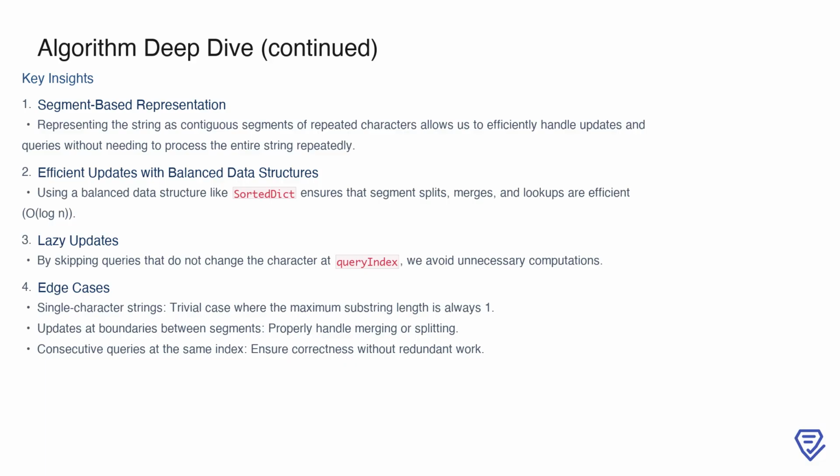The use of a balanced data structure like sorted dict enhances this approach by enabling fast operations such as splitting, merging, and querying segments, all of which are critical when handling a high volume of queries. Additionally, we employ lazy updates by skipping queries that do not change the character at the specified index, avoiding unnecessary computations. Special care is taken to handle edge cases, such as strings with only one character, updates at segment boundaries, and consecutive queries at the same index, ensuring the algorithm remains robust and accurate under all scenarios.